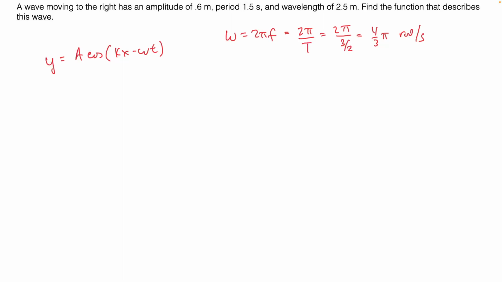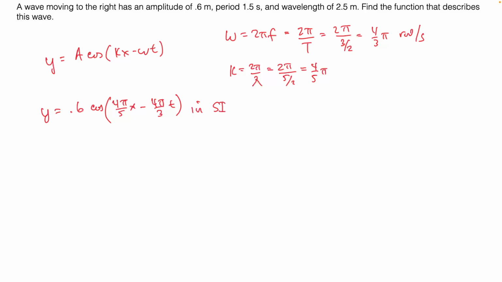How am I going to find my k? Oh, did they give me the wavelength? Yep, they did. 2 pi over the wavelength. It's 2 pi over 2.5, which is 5 halves. So that's 4/5 pi. And now away we go, right? So y is equal to 0.6 cosine of 4 pi over 5 times x minus 4 pi over 3 times t, right? Yeah.